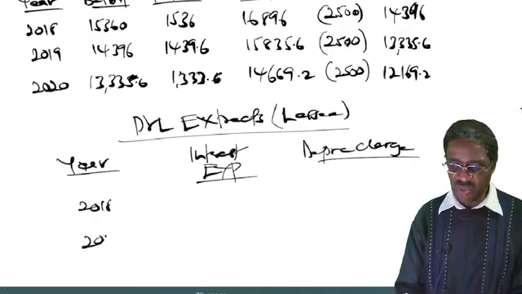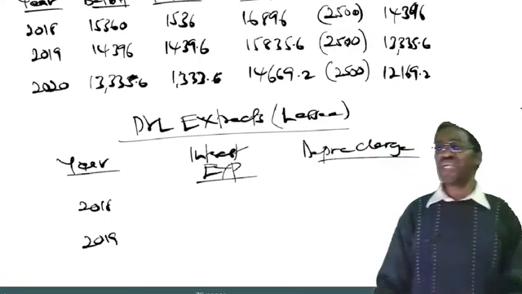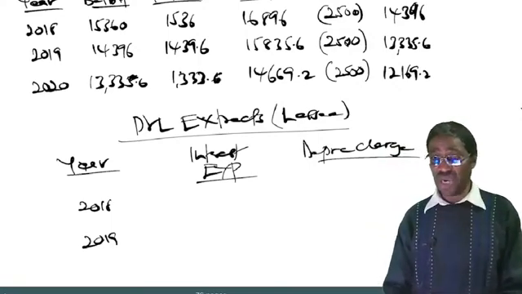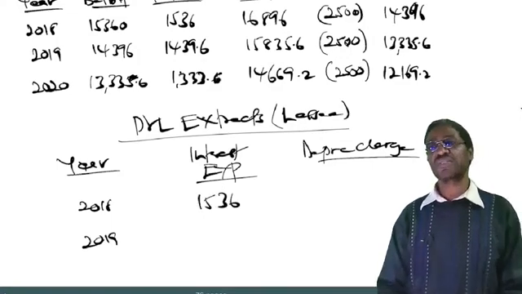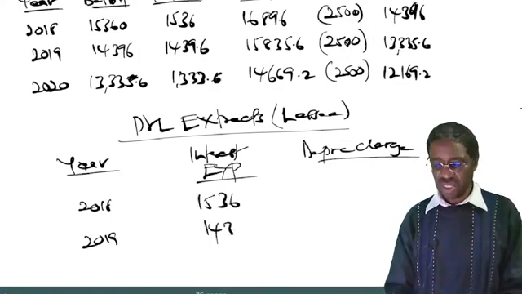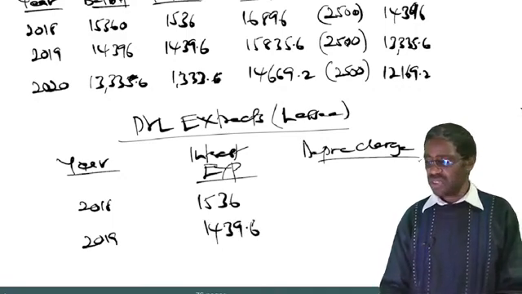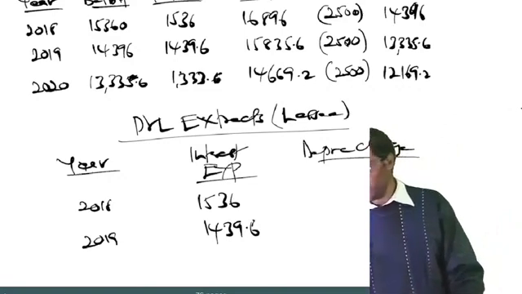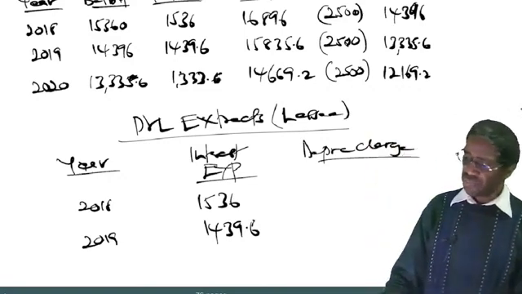2018 and 2019. For the interest, I can pick it from the tables. I can see it up there. Interest for the first year was 1536. Second year, I can see 1439.6. So that is not a big deal. I picked the amount from the table. Good.